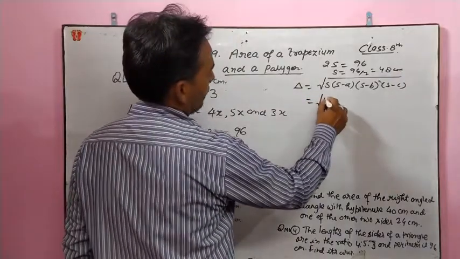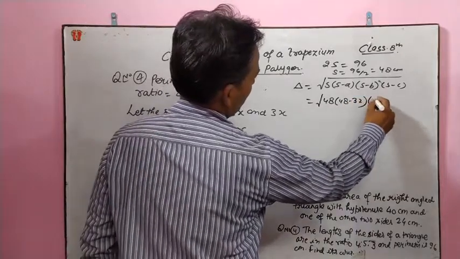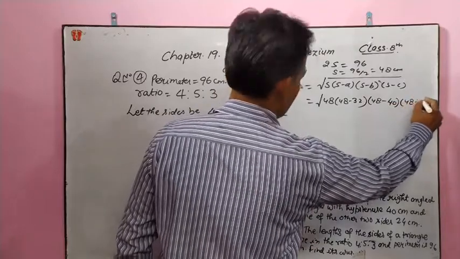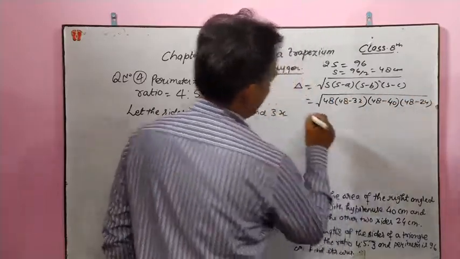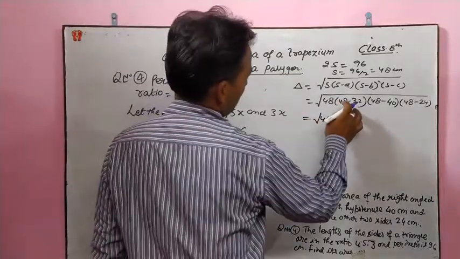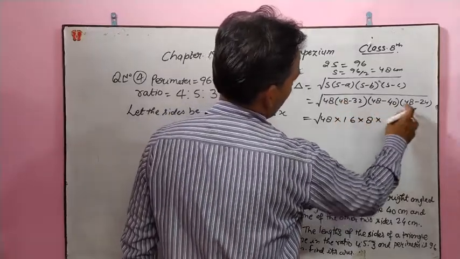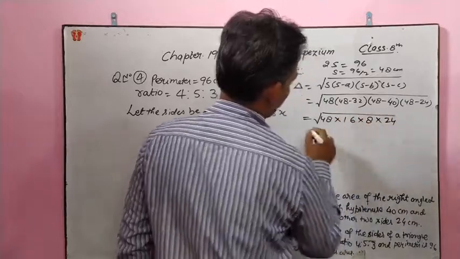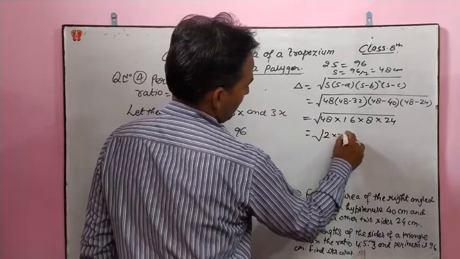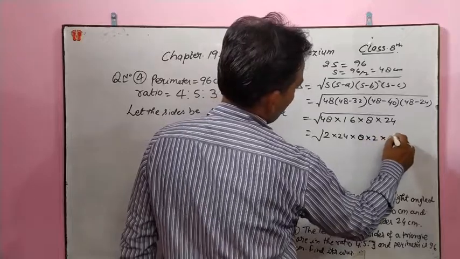Now put the values here. 48 into 48 minus 32, 48 minus 40, and 48 minus 24 centimeter. Let us solve this. We will get 48 minus 32 is 16, 48 minus 40 will be 8, 48 minus 24 will be 24. Now, we can write 48 as 2 into 24, 16 we can write as 8 into 2, then into 8 into 24.